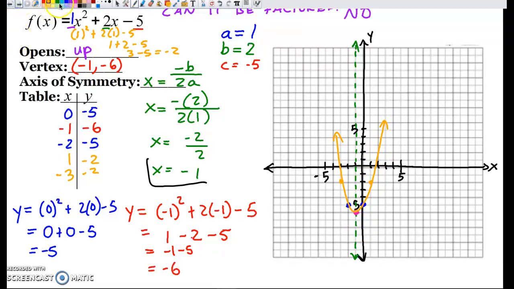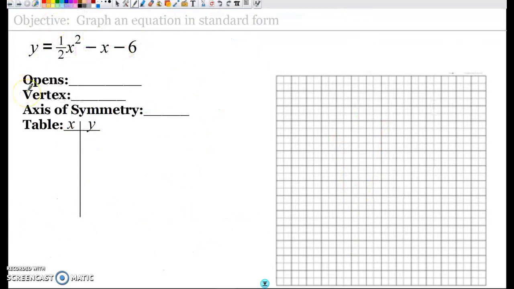Let's go through the process one more time. First, I want to check, can this be factored? Well, this is a tough one because my a is not 1. My a is 1/2. And I technically could factor out a 1/2 from all of this, but I'm just going to go ahead and tell you this is not factorable, at least not easy to factor, right? We've never factored ones like this. So, not easily factorable. I'm going to write that with an aside. Okay, which way will this open? Well, of course, since the a is positive, it's going to open upward.